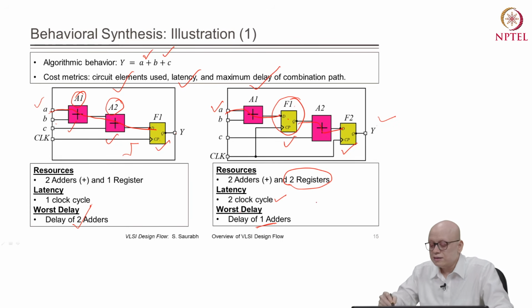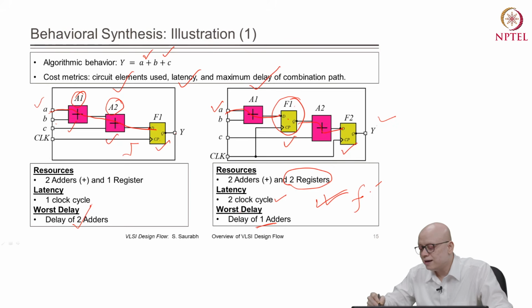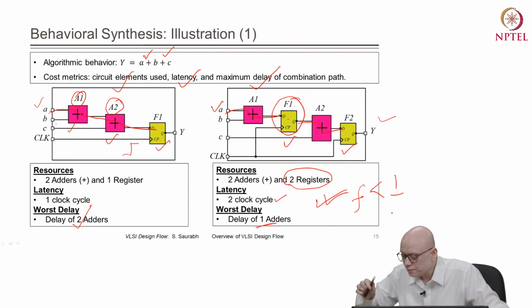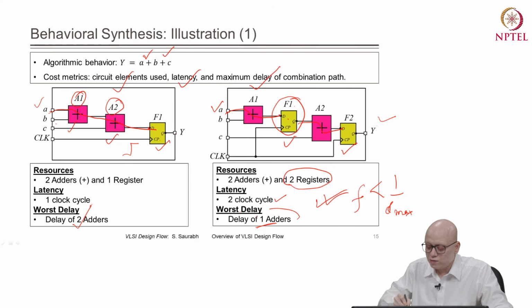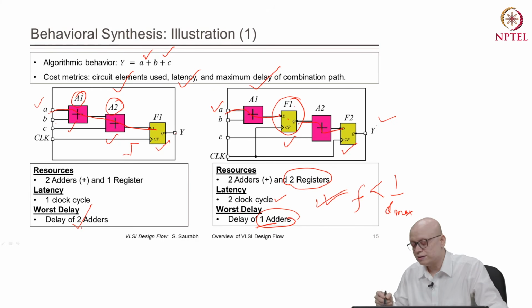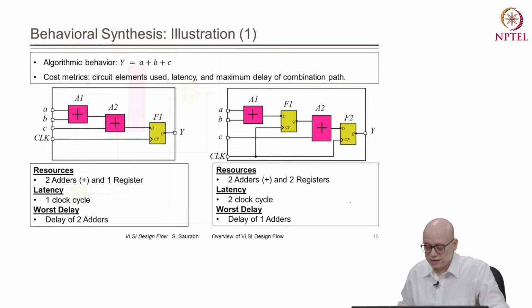at a higher clock frequency. Why? Because we saw that f is less than 1 by d max. Now in this case, d max is related to only one adder compared to 2 adders, and therefore f will be greater for the second case.